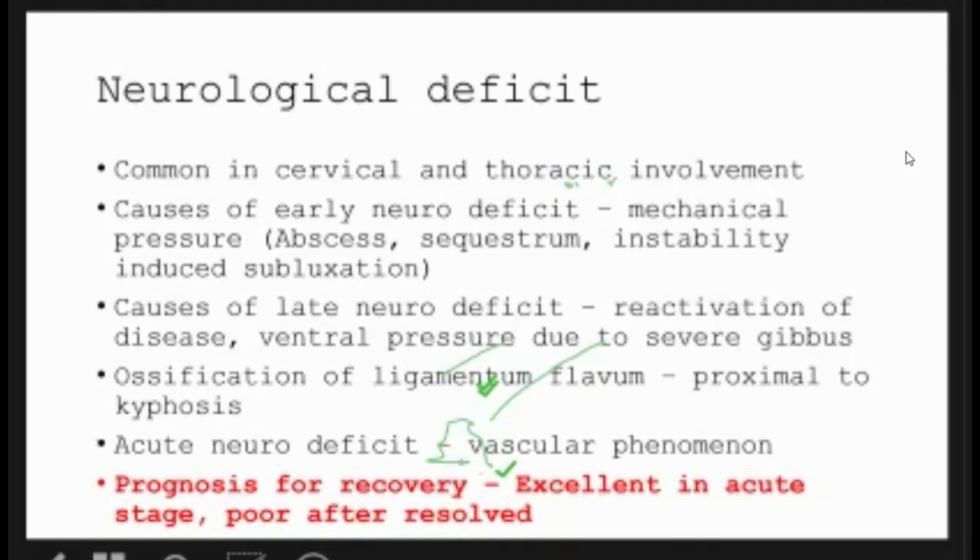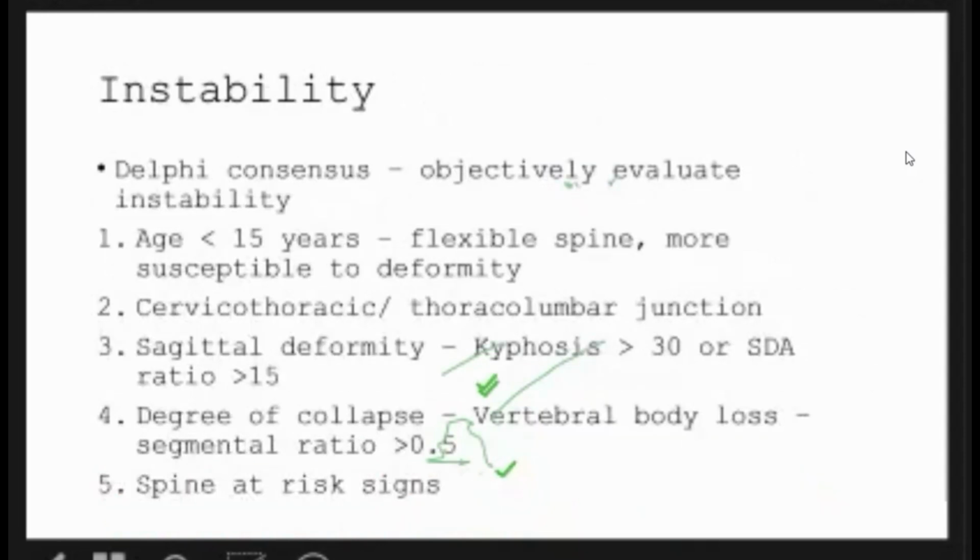But in contrast, we see patients with tuberculosis who've been paralyzed, who've been bedridden for months. Still, after stabilizing and operating on them, we have seen them mobilizing quite early. Unfortunately, once the disease is resolved and they go into permanent deformity and neurological deficiency, the outcome of neurological deficiency is poor.